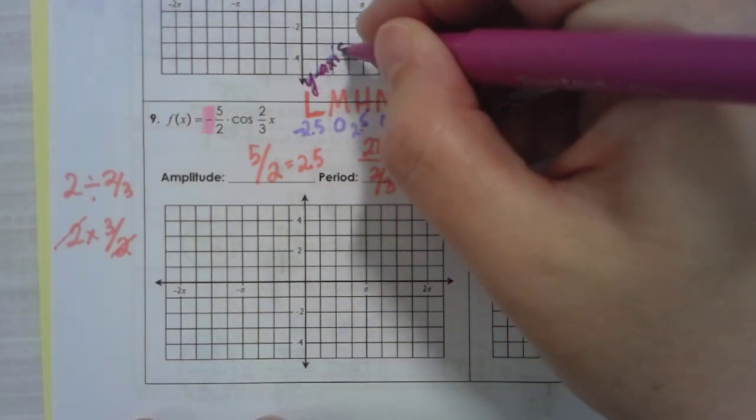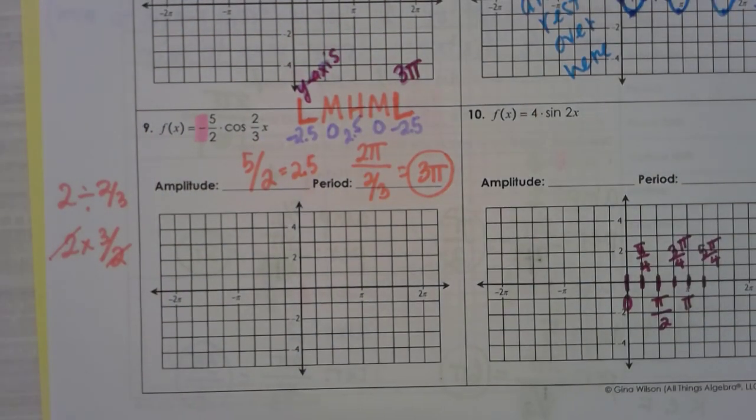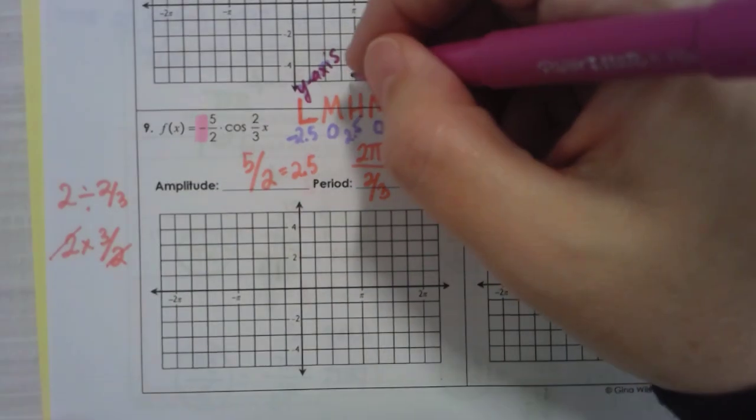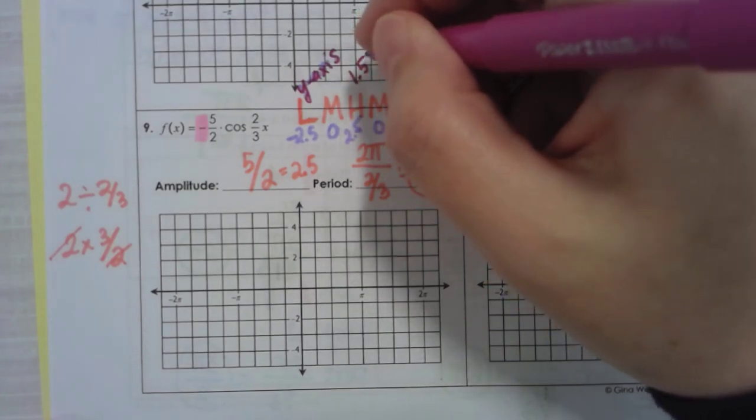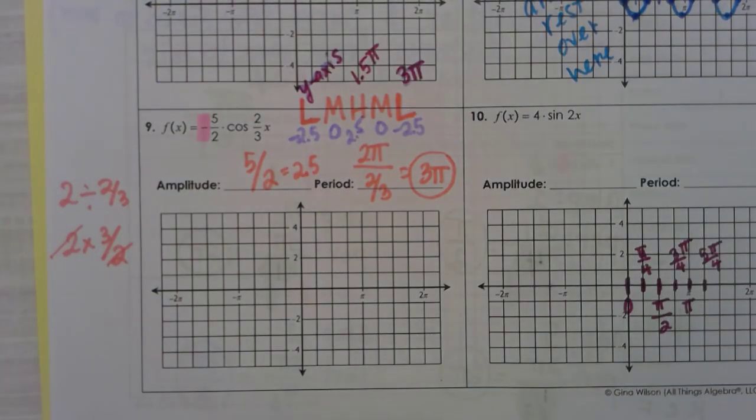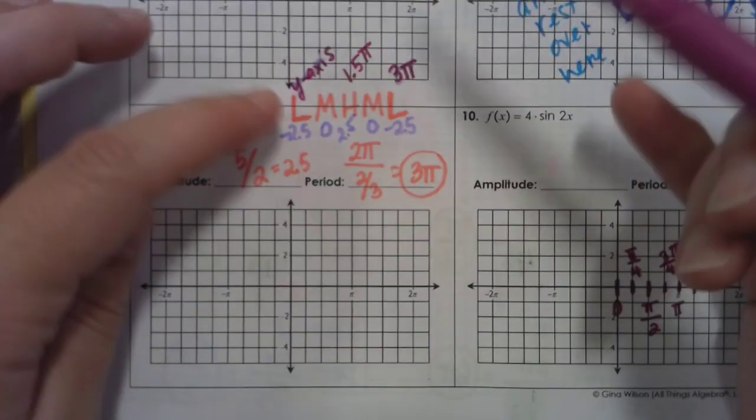All right, so half of 3 pi, half of 3, 1.5. So this middle is going to be at 1.5. Do you want to do half of 1.5? Or do you want to just eyeball it on our graph? Let's eyeball it.